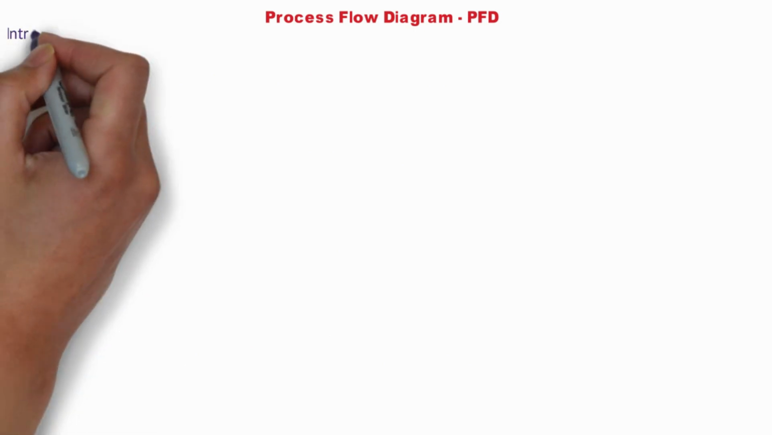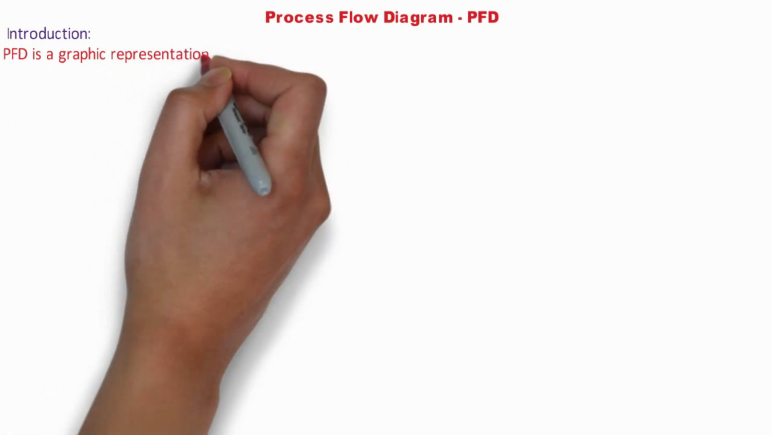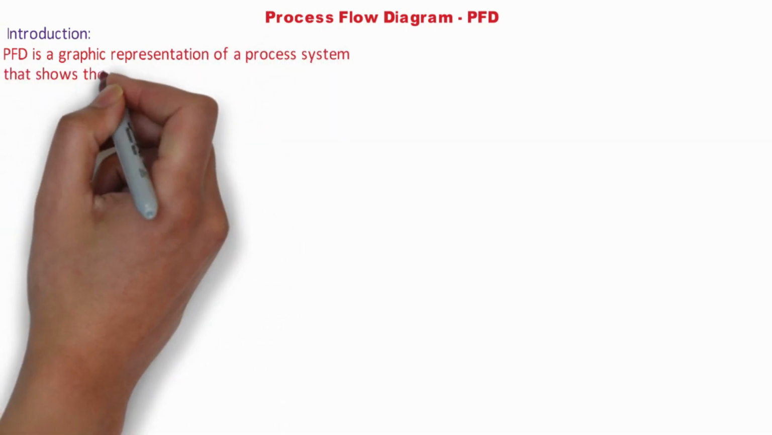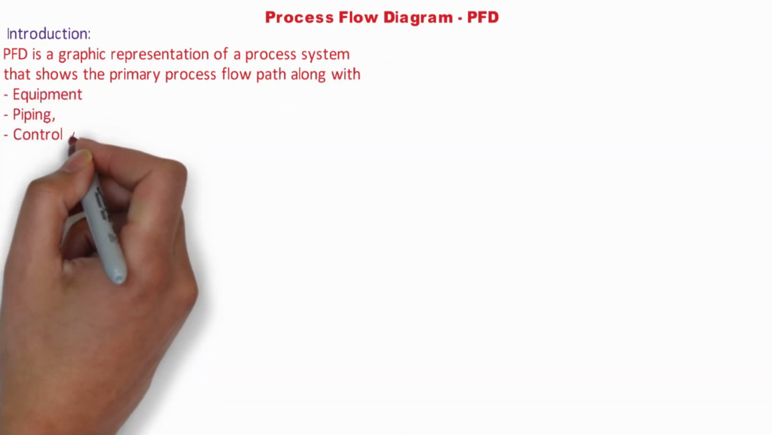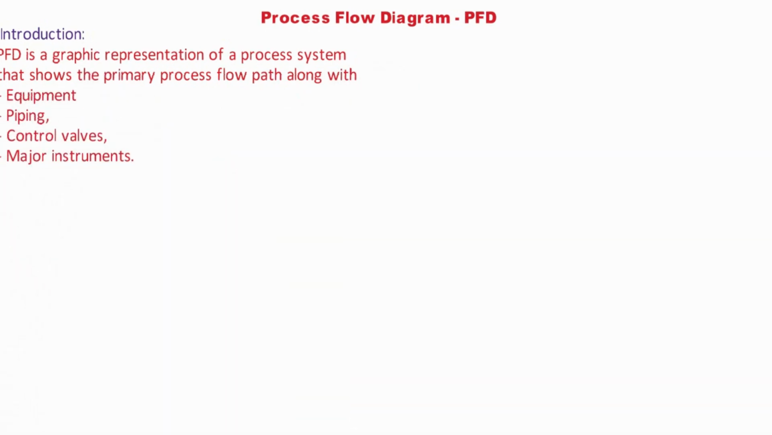Now, what is a process flow diagram? PFD is a graphic representation of a process system that shows the primary process flow path along with equipment, piping, control valves, and major instruments.